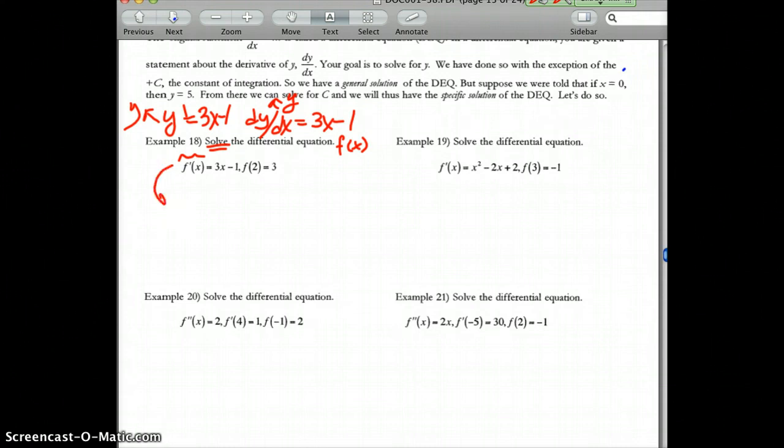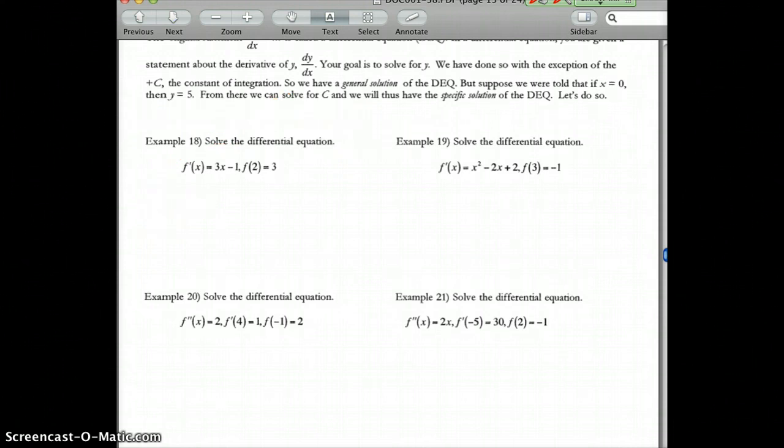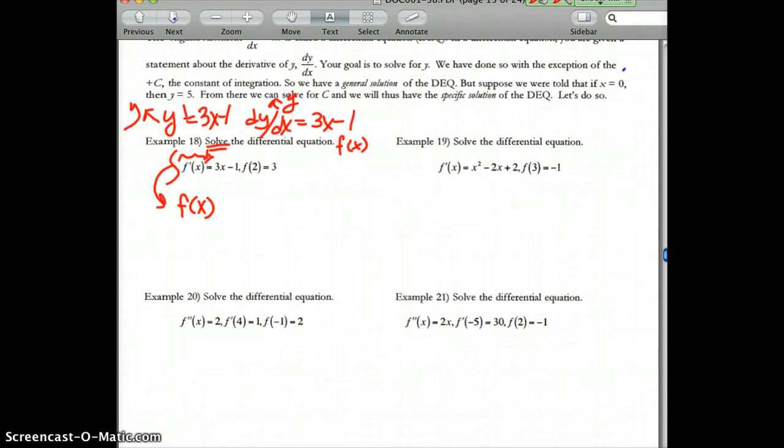So I'm going to work back. I'm going to anti-differentiate. And when I do it on the left, I end up with the original function. I'm not going to put the integral on here and say, well, I get the original one back. And then on the right, I'm going to have 3x minus 1 dx. Well, on the right, I'm just going to use my power rule and say, well, that's 3x squared over 2 minus x plus some arbitrary constant, the constant of integration.